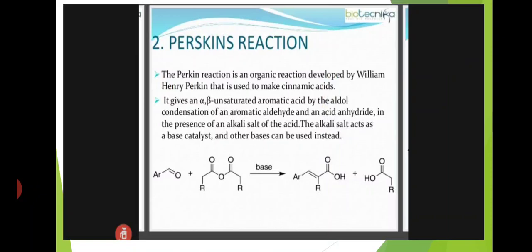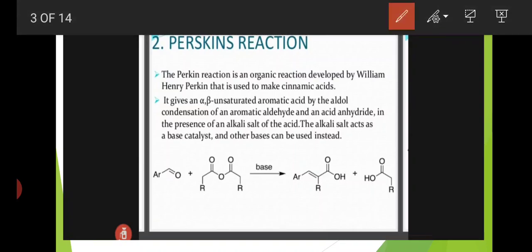The Perkin reaction was developed by the scientist William Henry Perkin, and it is used to make cinnamic acids.